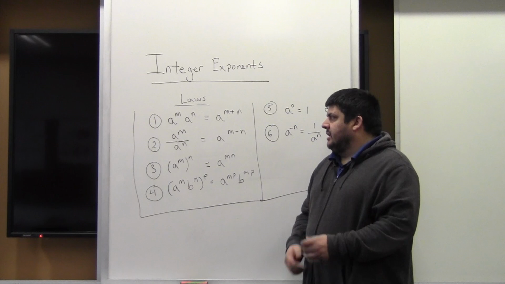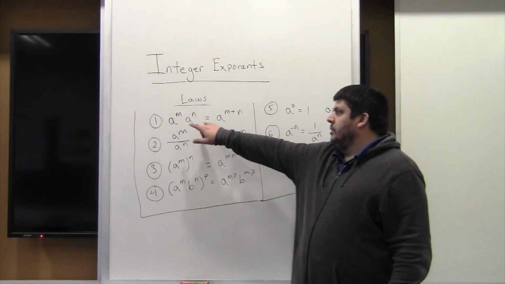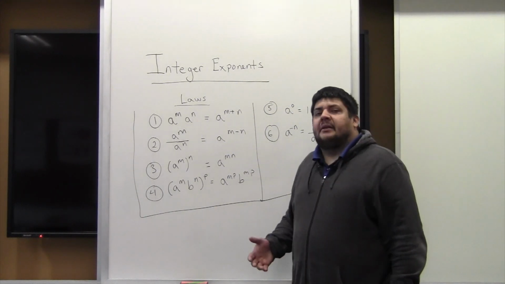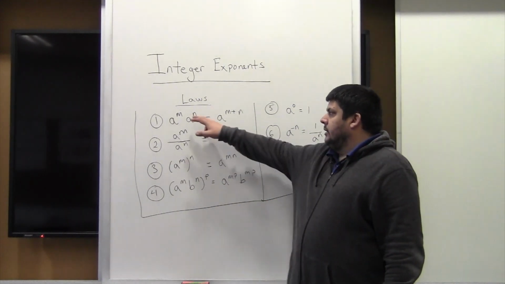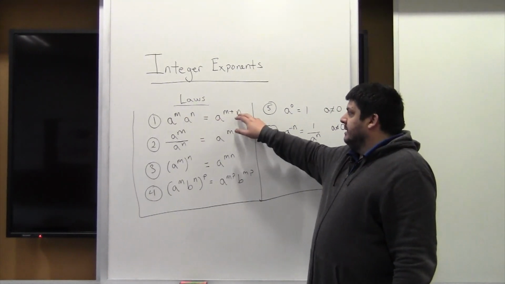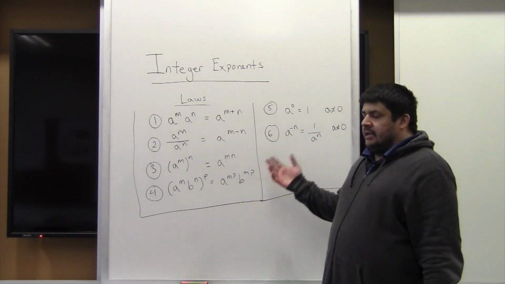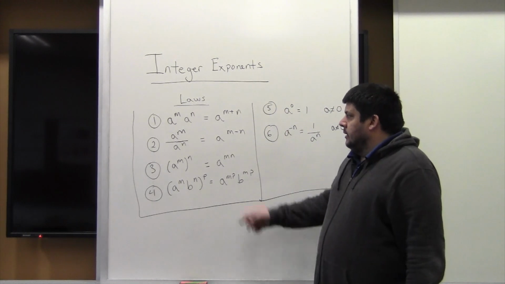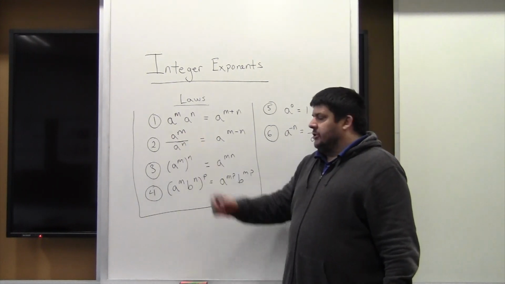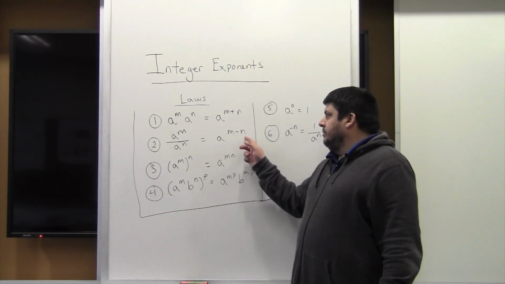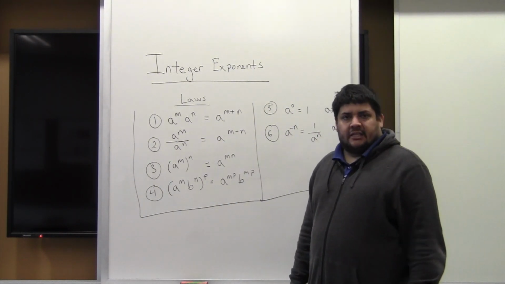Law number one says that if I multiply two items with the same base and they have different exponents, I can simply add the two exponents together. We have seen this in a previous section. Number two says if I'm dividing two items with the same base and they have different exponents, I simply subtract the exponents.